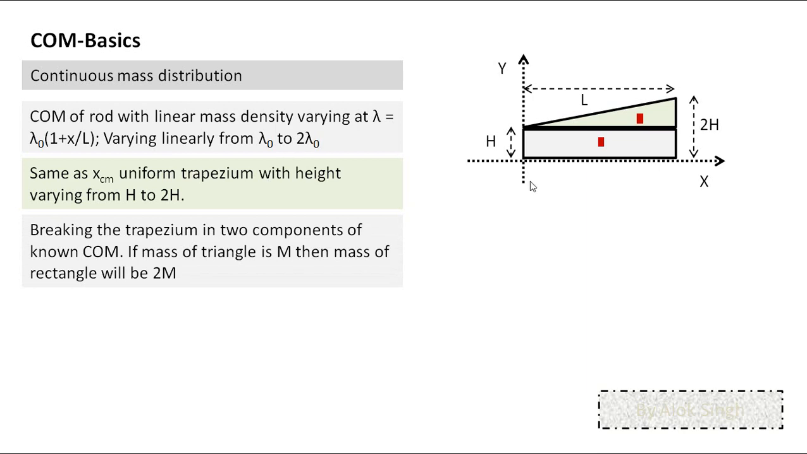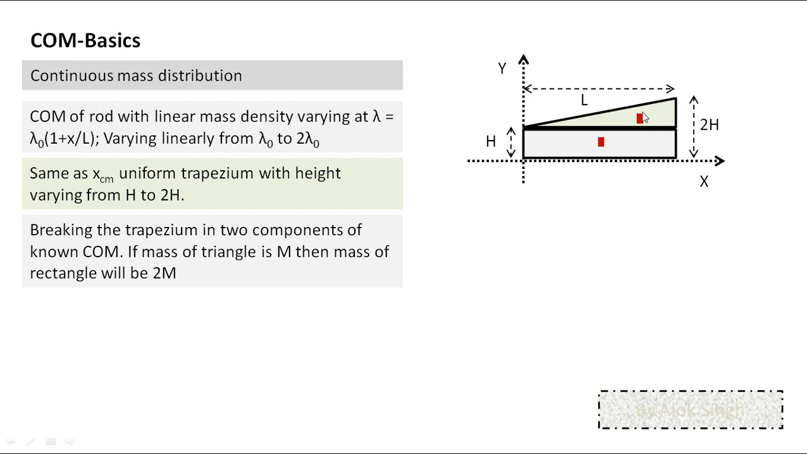So the x coordinate of the center of mass of this trapezium will be the same as the x coordinate of the center of mass of a rod of varying linear density as shown. How do we find the center of mass of this trapezium? I don't know the formula for a trapezium, so I break this mass into two components such that I know the center of mass of each component.